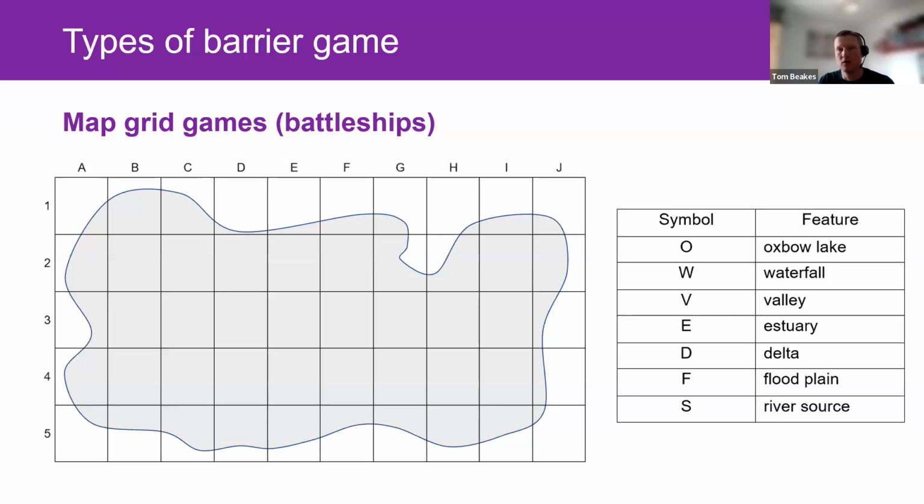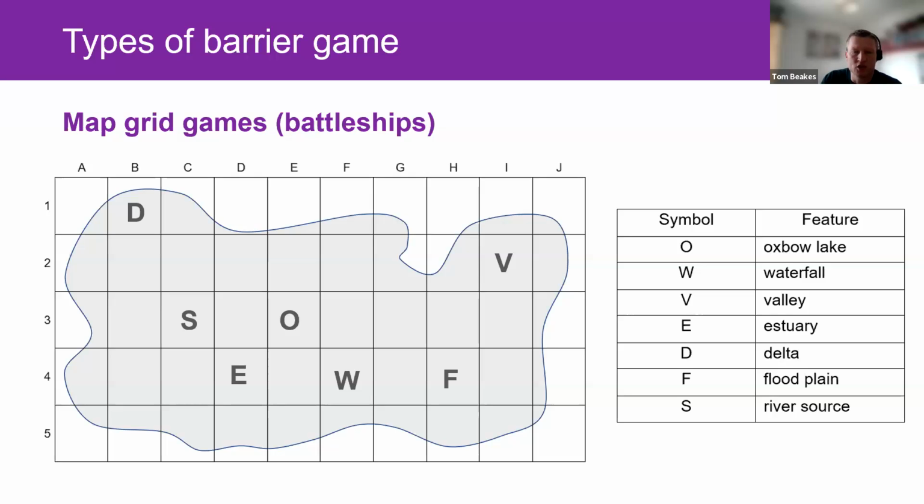Continuing the map theme, then, we can also create a map grid to create a version of the very popular childhood game, Battleships. So this is where children draw their own island and add features from a list of vocabulary on the grid. In this case, we're using geography as an example. So they might add the letters that correspond to the different geographical features. So O is an oxbow lake, for example.